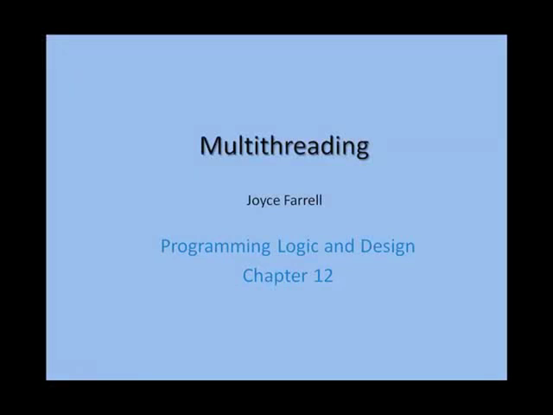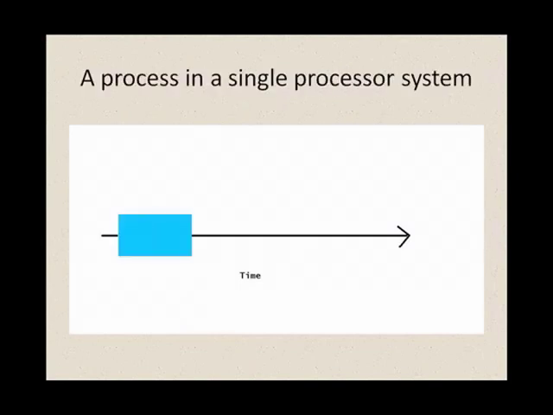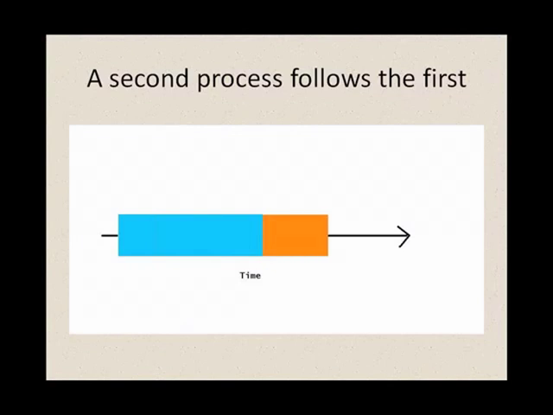Let's take a quick look at multi-threading. When you run programs on a computer with a single CPU, you can run one process at a time. Typically, one process runs, and when it's done, a second one might follow until it's done.